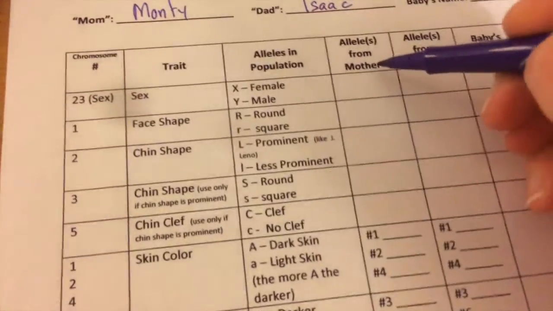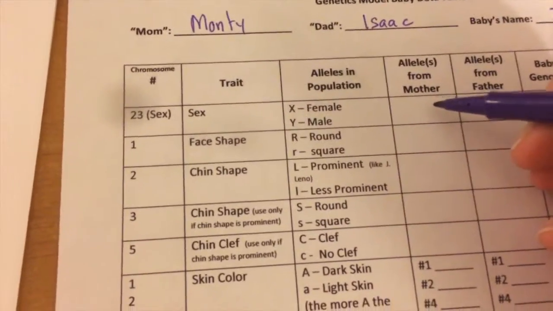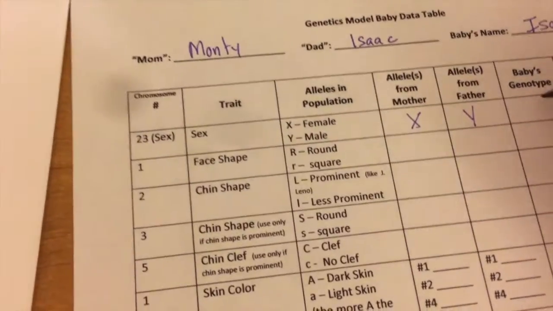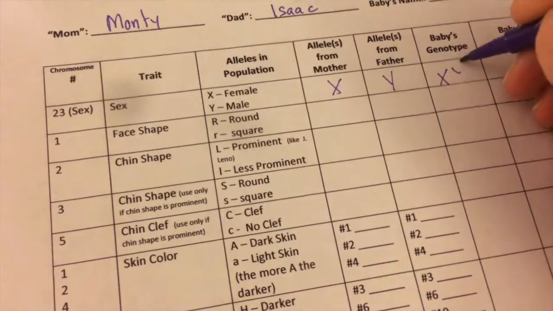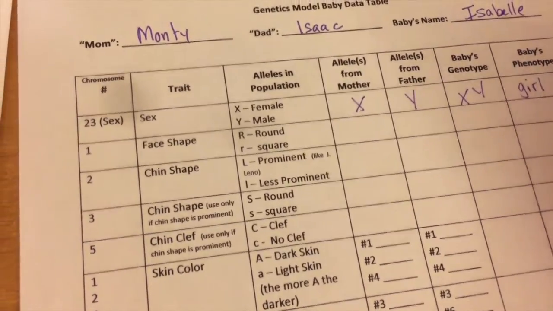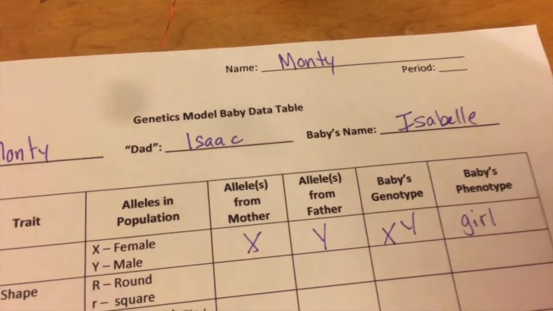Oh, from me, the baby is getting an X. From my partner, the baby is getting a Y. The genotype is XY, and it's going to be a girl. So I'm going to go ahead and name her Isabel after my dog. So we go on to the next trait.